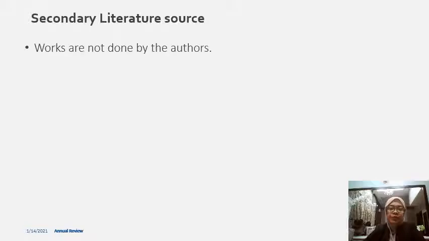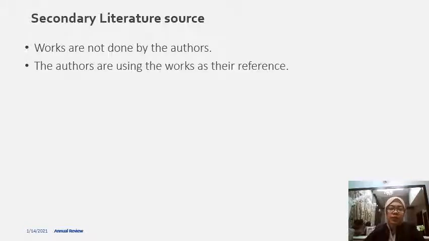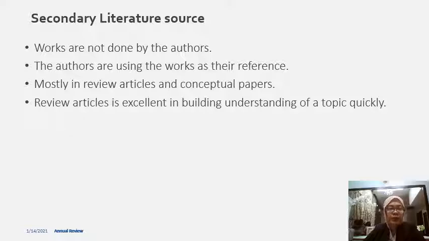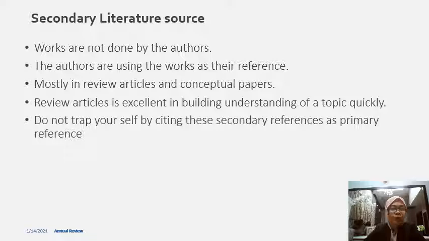Secondary literature refers to research works reported in the articles belonging to previous researchers. The works are not done by the author, and the author is using the works as their references. Now, you can find many secondary literature in review articles and conceptual papers which describe the ideas or research of others or discuss practical implications of a finding. Now, a review article often surveys the current literature and organizes it in themes rather than an introduction, method, result, discussion structure. So when you read the article, you should know whether it is a review or reporting a research.